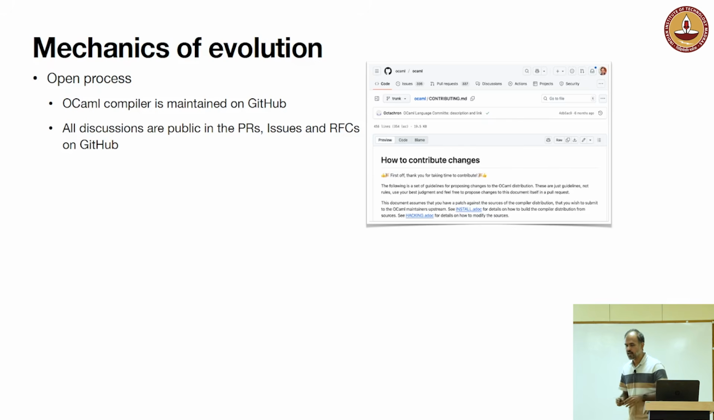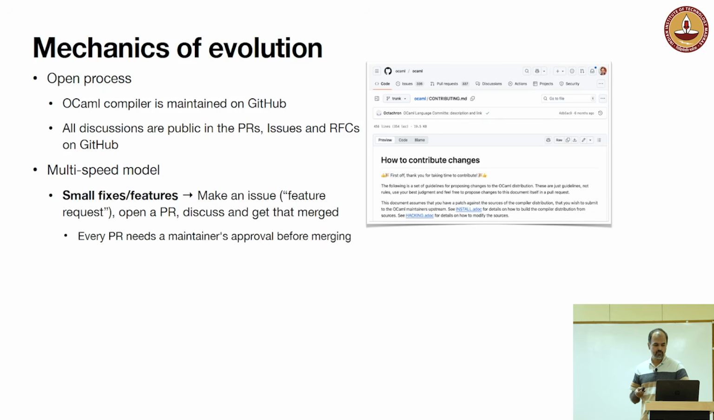Everything is open. We have RFCs, requests for comments, for bigger features that we want to push. All of those are also publicly available. You can go comment on it. The compiler does have this multi-speed model. If you have a small feature or a fix that you want, you make an issue saying, hey, this is broken. But you can also fix the feature and make a PR directly to the OCaml compiler. We will review it, discuss that, get it merged.